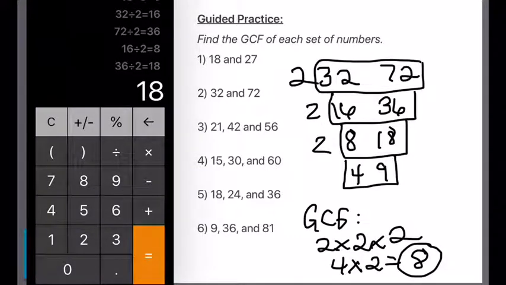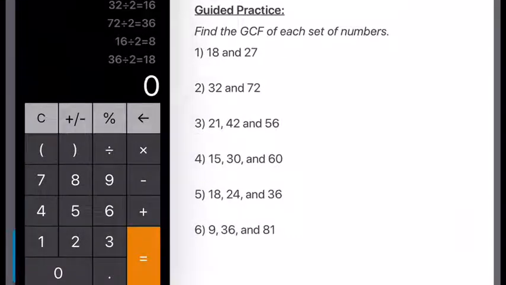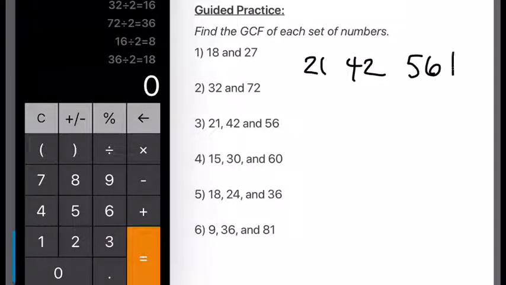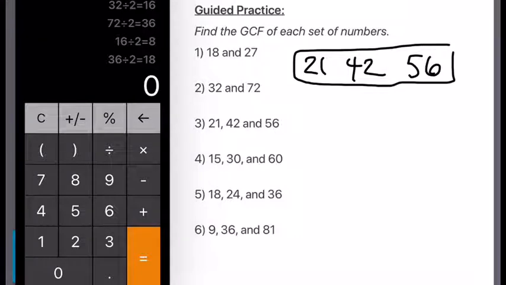Let's pause the video and try to find a GCF of 3 numbers. Let's try number 3 on our desk. Find the GCF of 21, 42, and 56. Pause the video now. So let's look at number 3 together. Let's start by putting all 3 numbers in a box: 21, 42, and 56.